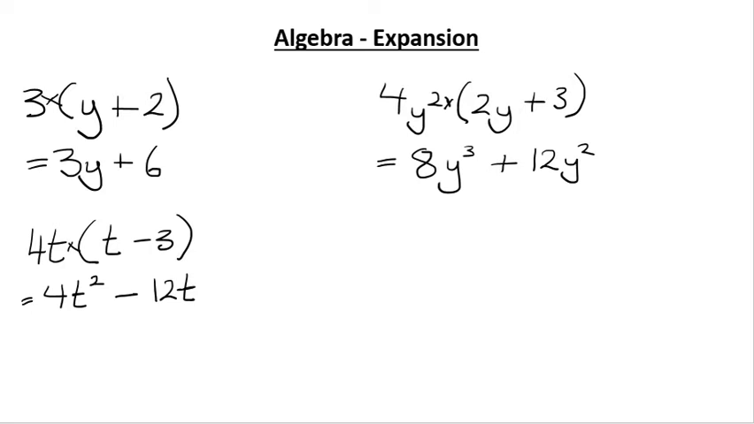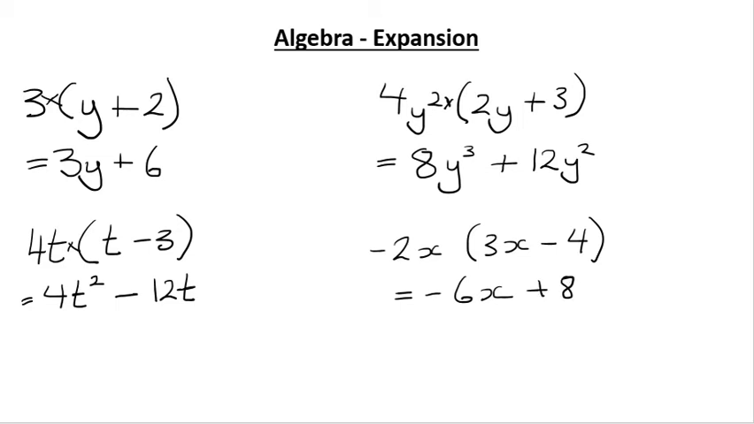Let's do another example here. If I had negative 2x and in the bracket 3x minus 4, then we're going to have negative 2 times 3, which is negative 6. x times x is x squared. And then negative 2 times negative 4 will give us positive 8. And then the x will still be there. Here, I forgot to put the x squared. So x times x gives us the x squared.